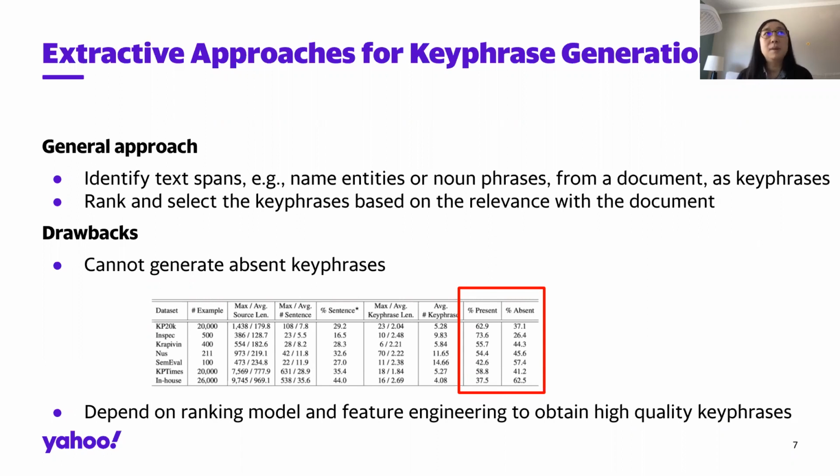And another problem with this kind of extractive approach is, of course, the ranking model itself is usually based on a lot of human handcrafted features, and it requires a lot of feature engineering work.